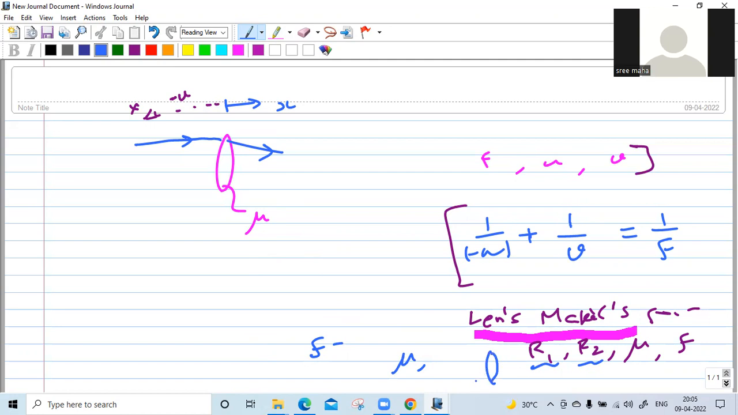He just has to shape the glass, R1 and R2, such that he gets this particular value of focal length. So you have to know how to relate F with this R1 and R2, and also it depends on the medium. So let's make this one as 1 by F.